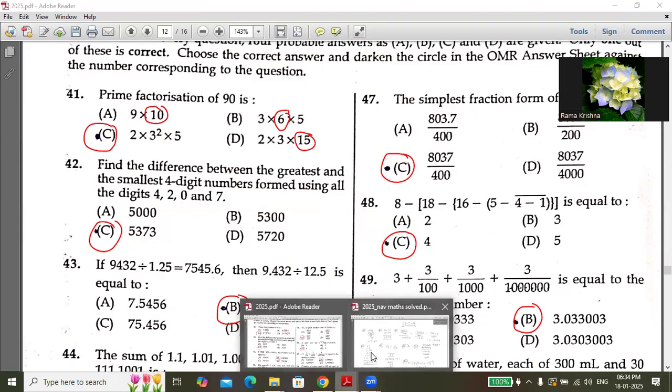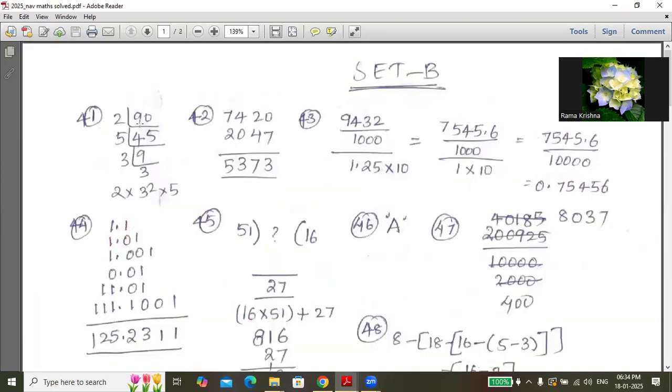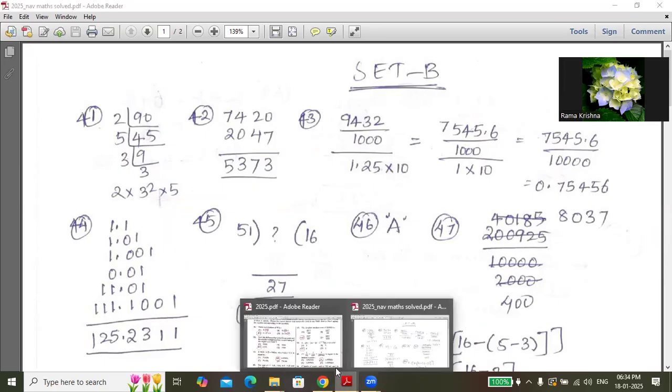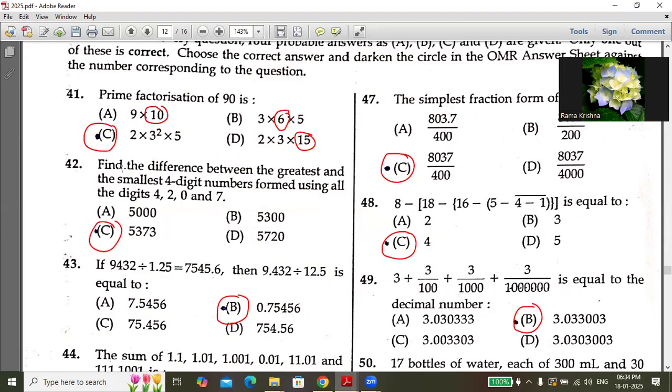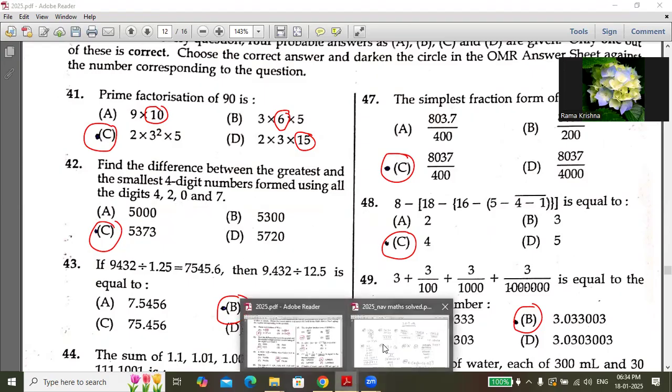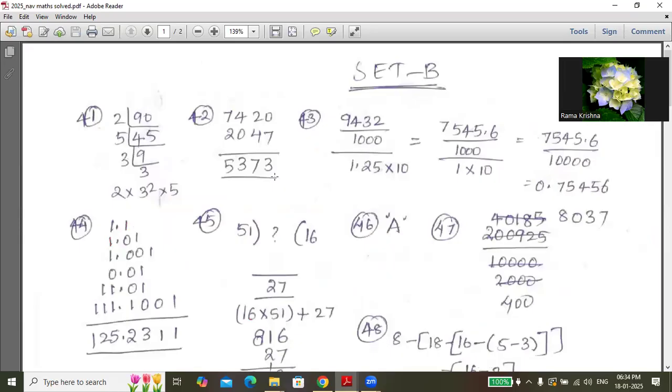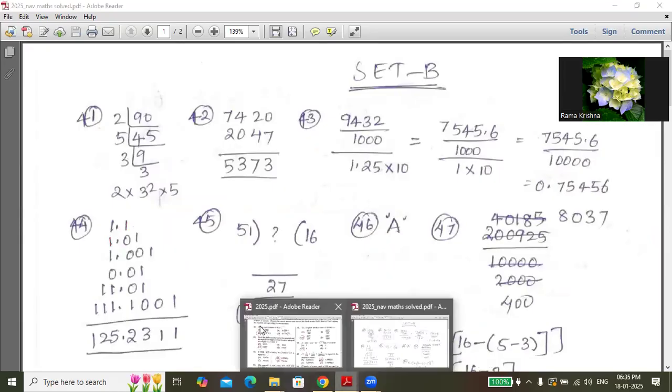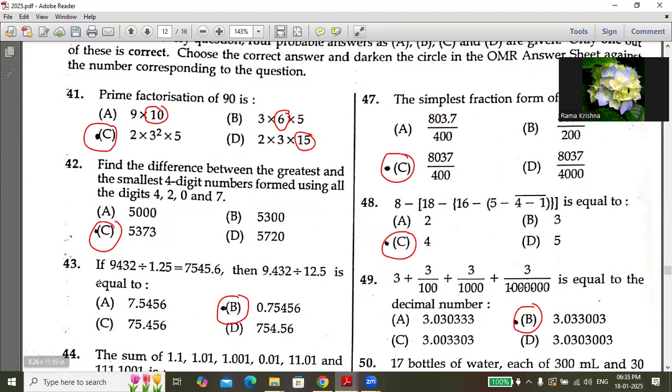When you see here for the first answer, how do we do the prime factorization? We are getting 2, 2, 3, 3, 5. So the correct answer is 2 into 3 square into 5. That is the prime factorization. Next, find the difference between the greatest and the smallest four-digit number. Greatest number is 7,420. Smallest is 2,047. When you check that, the difference would be 5,373.